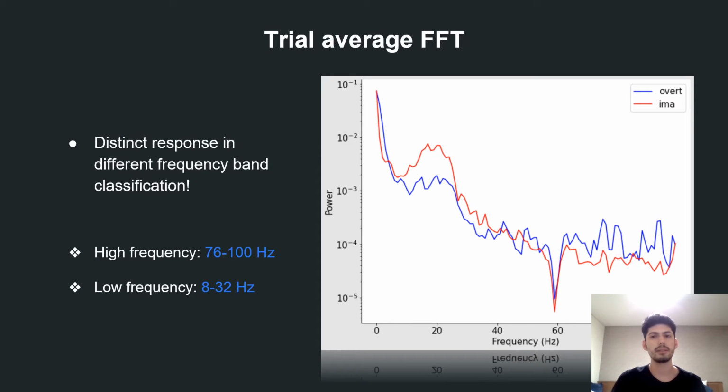Here, a sample prior average spectral density of a channel of one subject is shown. In this channel, it is seen that there are different responses in the low and high frequency bands. Therefore, the goal of the research is to try to train a classifier based on these features and see at what time point in a trial the most information can be obtained from the brain signal. The blue line represents overt data and the red line shows the imagery movement.